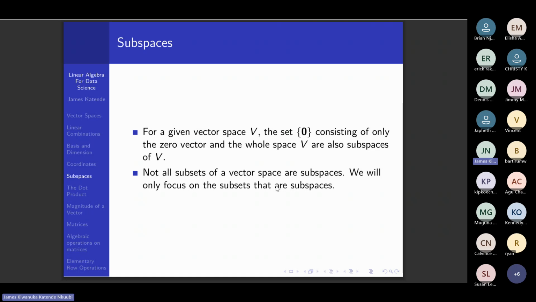There are some subsets which will definitely not be subspaces. We won't bother with those. If we have time, we can look at some just to make the point clearer. But our focus will just be on the subsets that are actually subspaces.